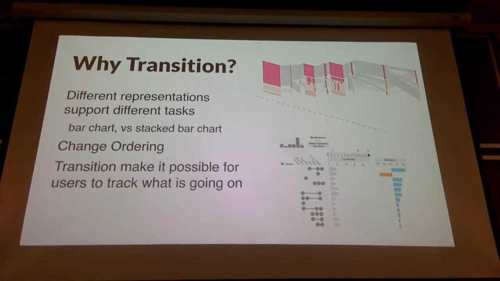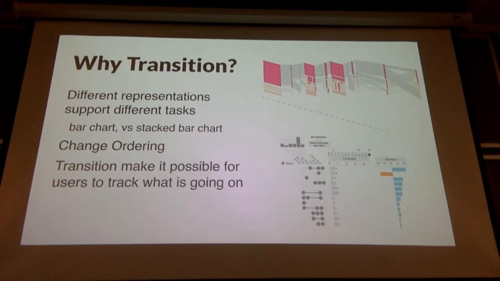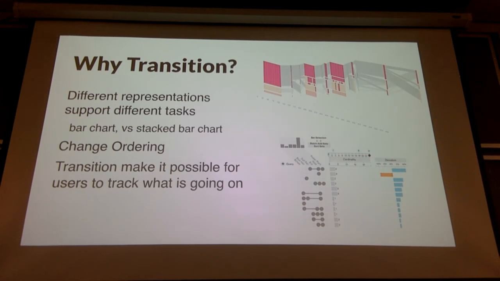We also talked about transitions mostly when we were talking about D3 and how we can do these transitions. And so why do we want to do transitions? Because different representations support different tasks. For example, a bar chart versus a stacked bar chart: the one shows me parts of the whole, the other one allows me to do better comparisons between the groups.